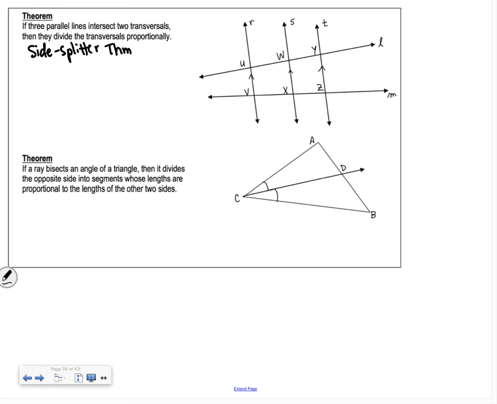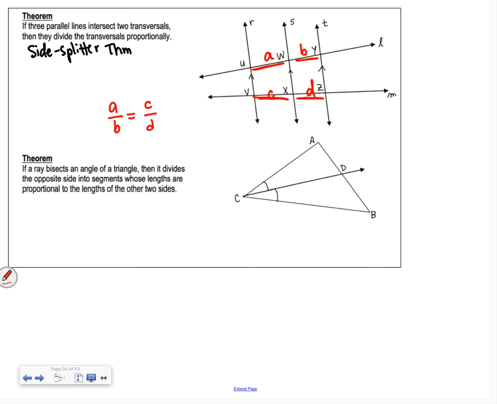You could actually have more than three parallel lines on this, but I'm going to simplify it by calling this A, B, C, and D for these lengths. Basically, if you extend these transversals, you get a bunch of triangles. So it's kind of like an extension of that last theorem. It works out that A divided by B ends up being C divided by D.